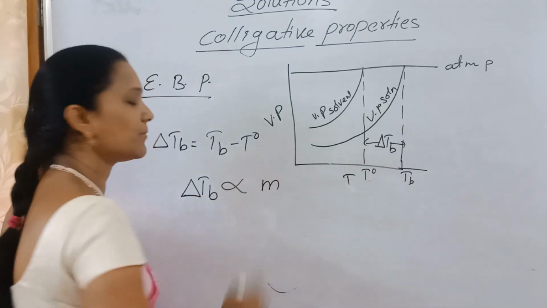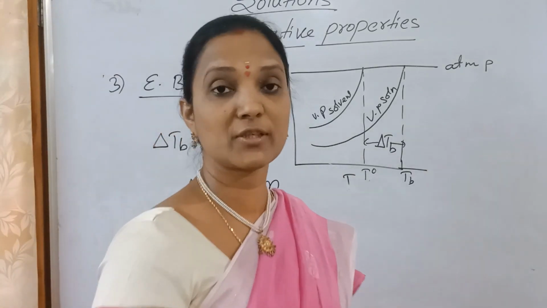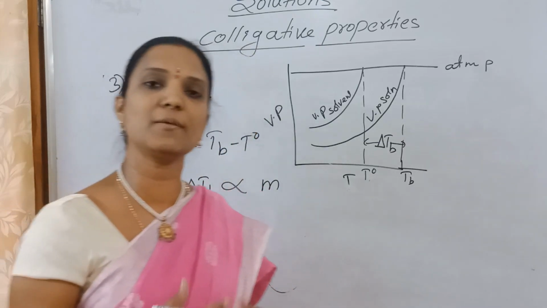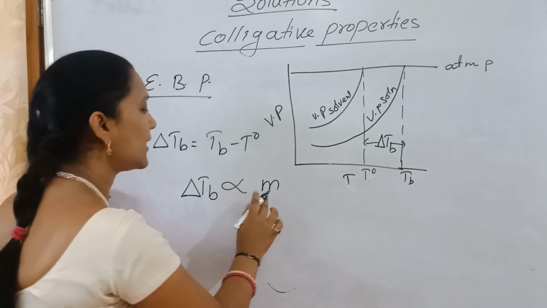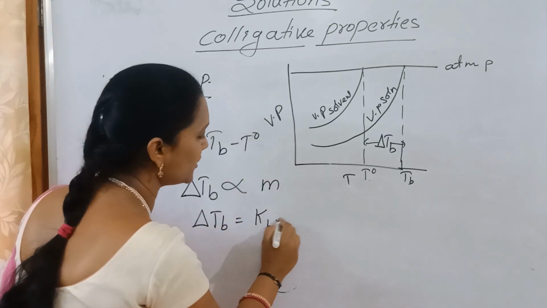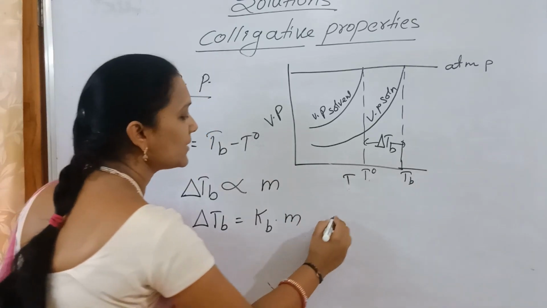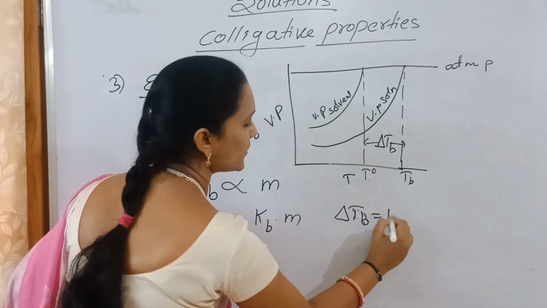The concentration term we are using here is molality. In relative lowering of vapor pressure, the concentration term is mole fraction. In osmotic pressure, the concentration term is molarity. So delta Tb is proportional to m. Delta Tb is equal to Kb into m. What is this Kb? If molality is equal to 1, then delta Tb is equal to Kb.